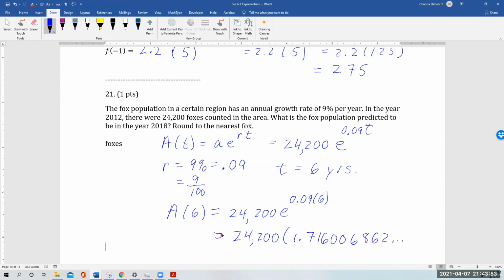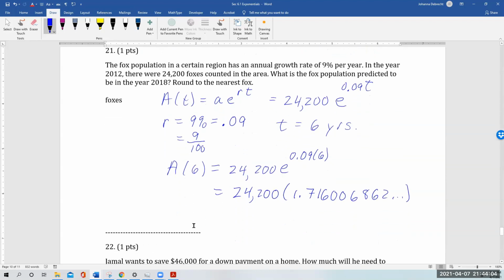Then we take the decimal number without rounding off and multiply by 24,200. This gives us an approximate value of 41,527. That is a lot of foxes. I don't know about you guys, but I'm not sure I'd want to have chickens in that area. They'd definitely be stealing a few eggs, I think.